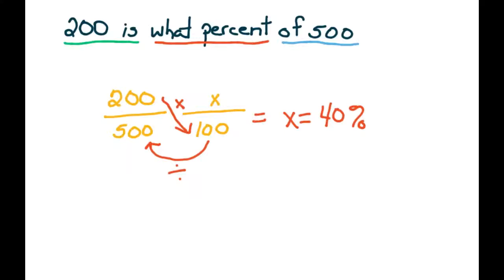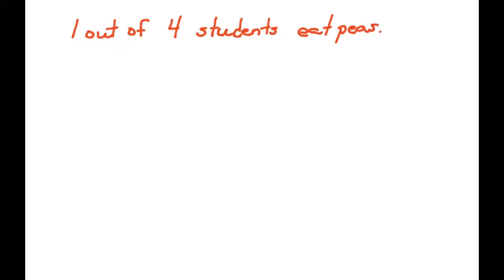Now, we could have a real world type problem. Might be something like this. 1 out of 4 students eat peas. What percent is that? So again, we don't know our percent.